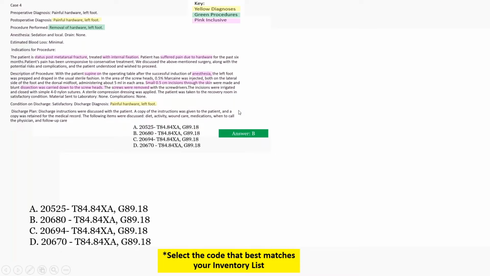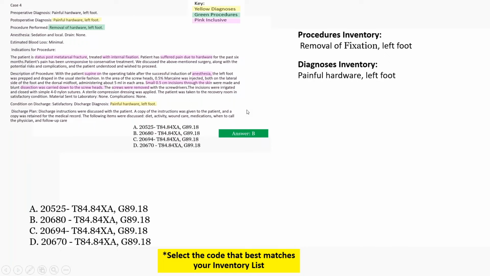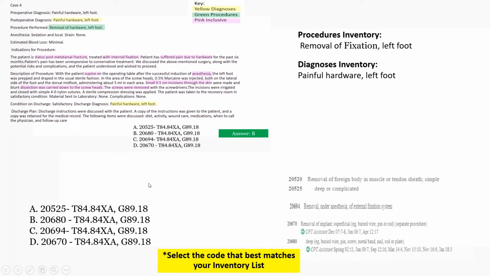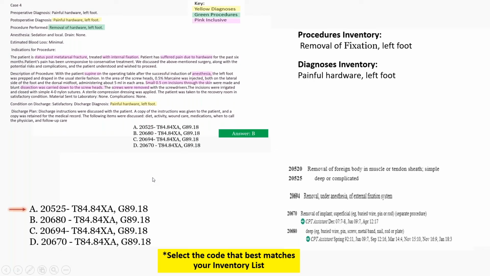Coming to the coding portion, once again select the code that best matches your inventory, and let's see what we are having in inventory. In the procedure inventory, we are having a removal of fixation left foot. And in the diagnosis inventory, we are having painful hardware left foot. And these are our code options.